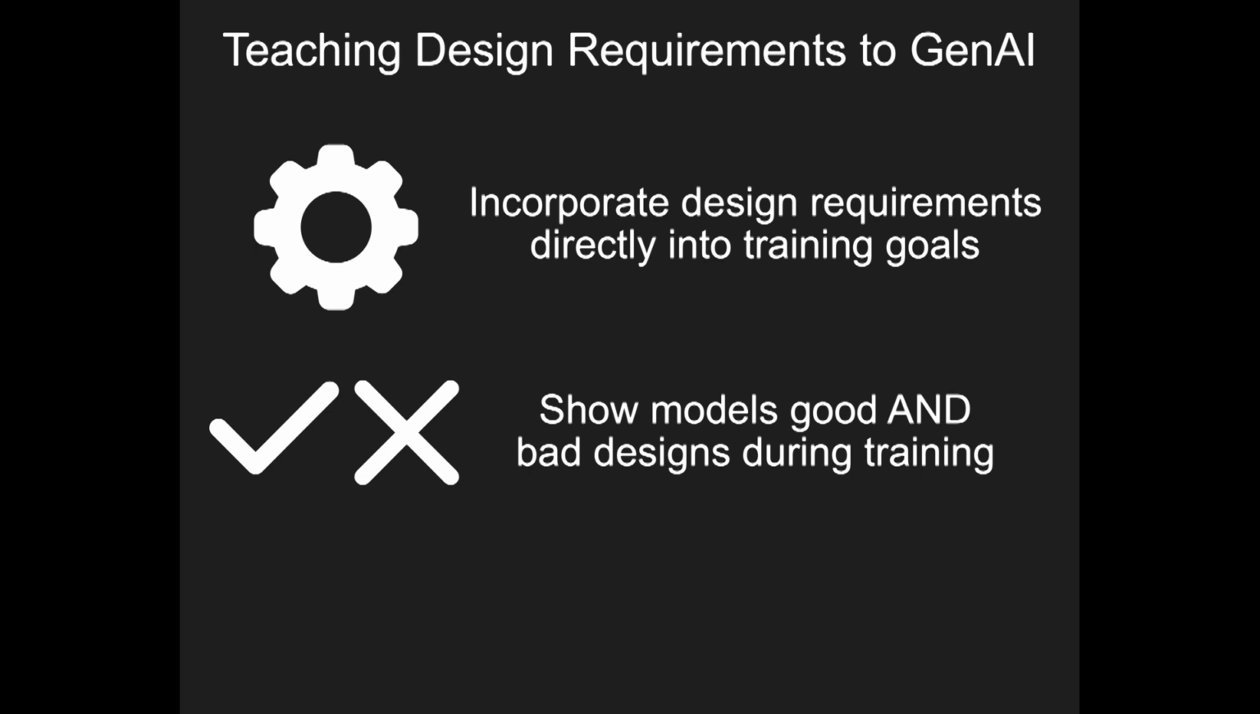So I think the solution to this is that we need to show Gen AI models examples of designs that violate those constraints. And by training Gen AI models in this way, we can actually teach them to understand those constraints. This is something I've experimented with a lot. And we do see, in fact, that Gen AI models that see examples of constraint violating designs are much better able to satisfy design requirements, and in addition are a lot more data efficient.